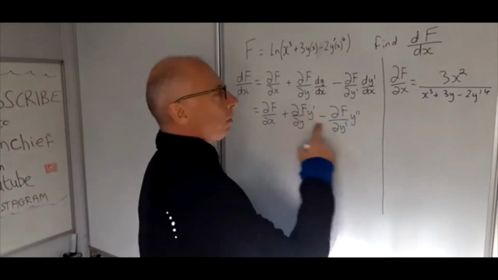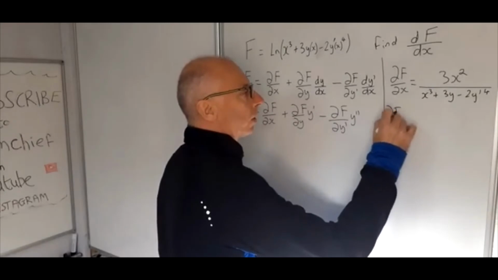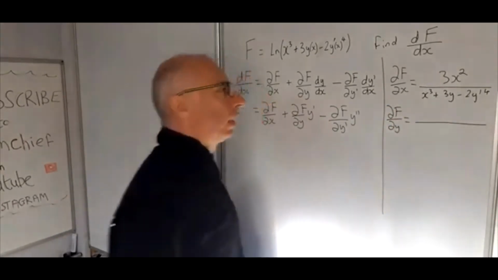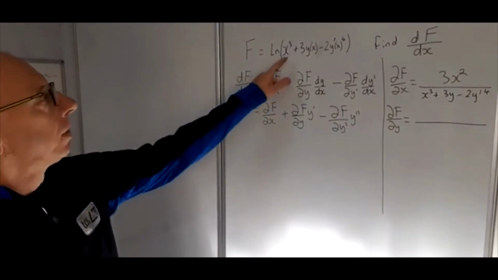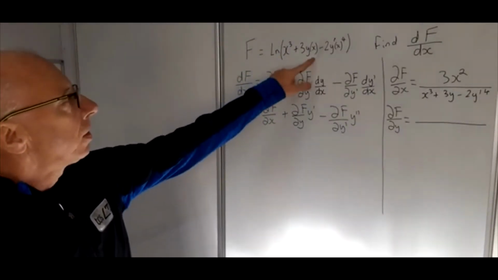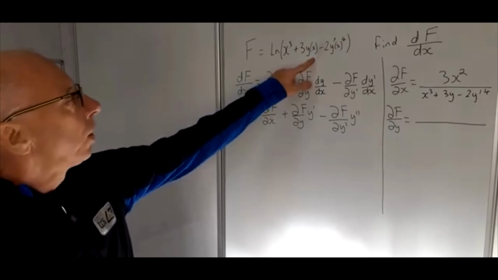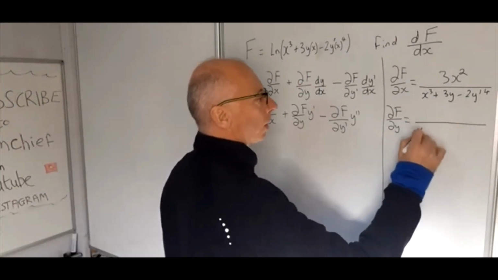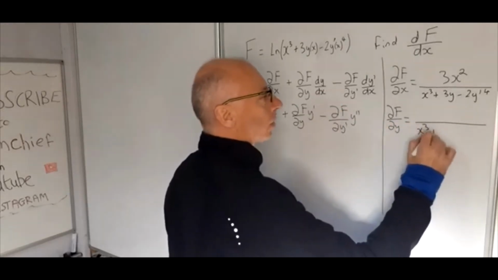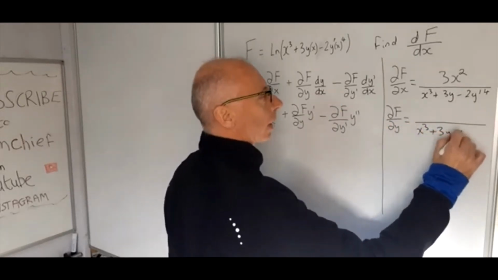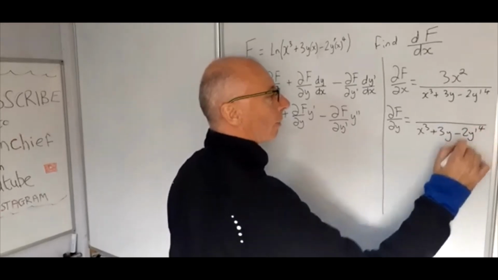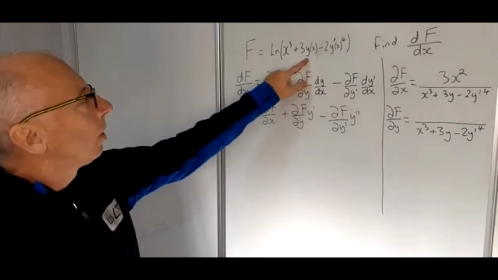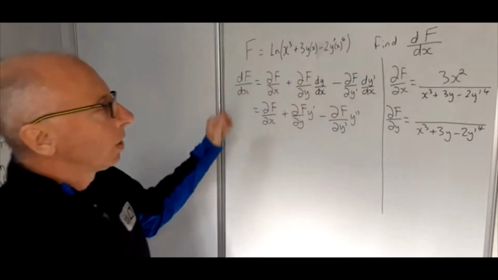So now we need the next one, partial of f with regards to y. Similar pattern. We take the derivative of this, it's going to be 1 over something. I won't put the 1 in this time because we know we're going to get rid of that. But x cubed plus 3y minus 2y prime to the power of 4. And then chain rule, multiply by the derivative of 3y, which is just 3.